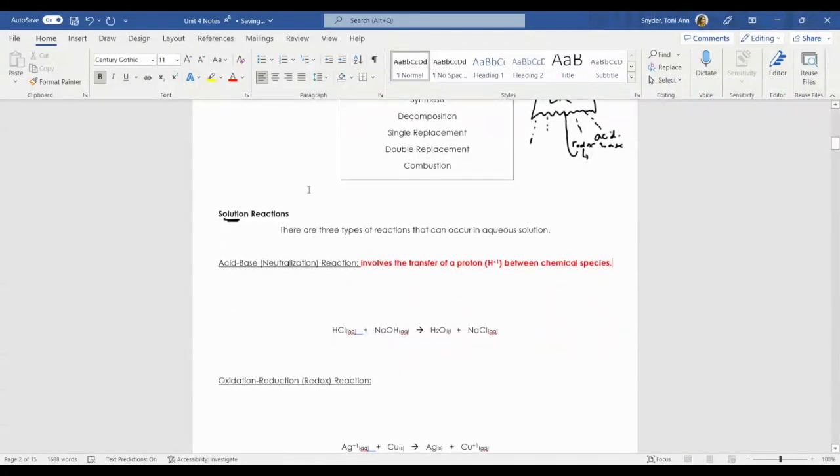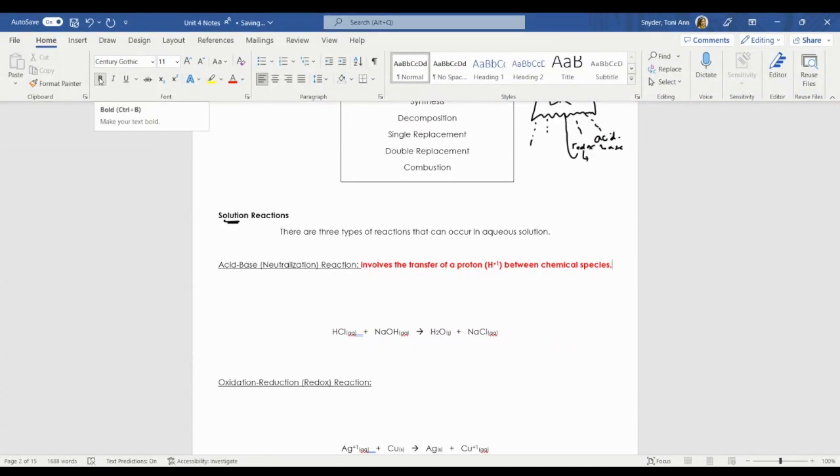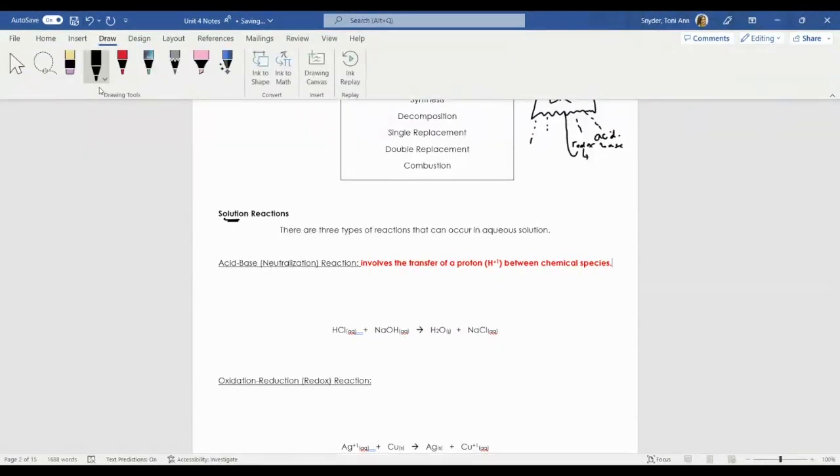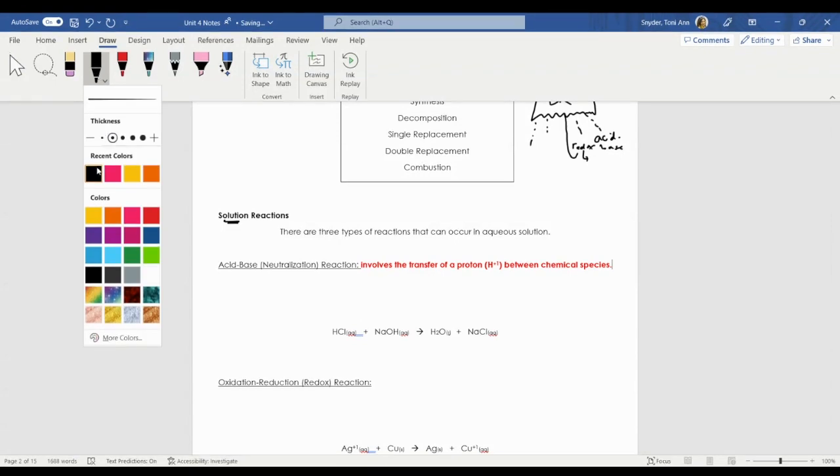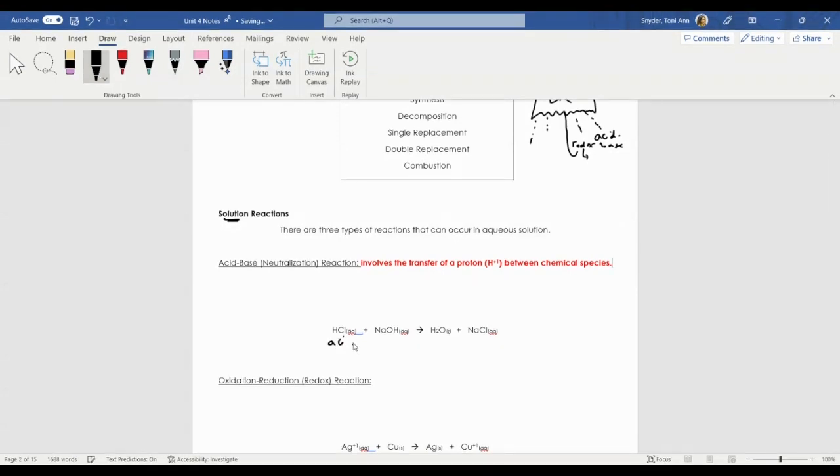So here's a nice example of an acid-base reaction. I have an acid, and typically your acids are going to have a hydrogen in the front. You might already be familiar with this, but this is hydrochloric acid, HCl. So here's my acid, and I'm reacting this with a base. Now we're going to talk a little more about acids and bases in another video. We're just going over the very basics first.